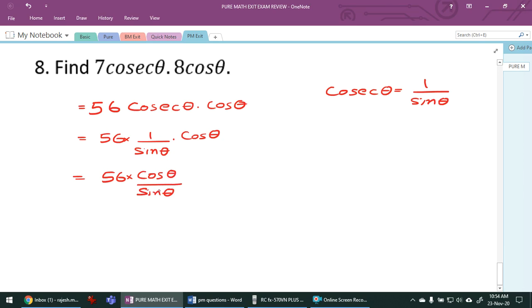So what is cos theta by sine theta? We have cot theta. Cos theta by sine theta is cot theta. So here the answer is 56 cot theta.